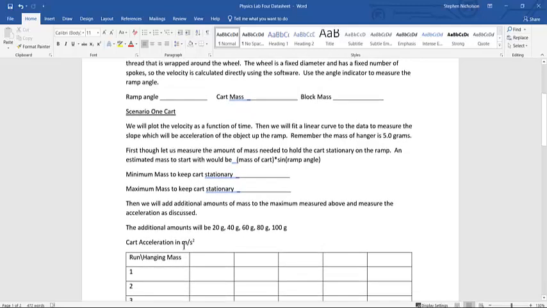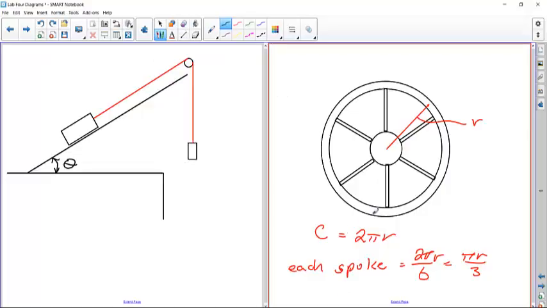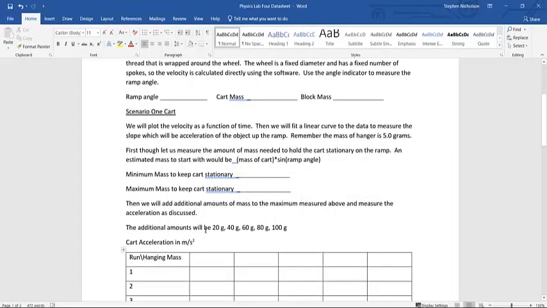Then what we'll do is we'll find out what the maximum mass we can stick on the hanger just before it starts to slide up. And then we're going to add increments of that amount. So we're going to add 20 grams more than this value here, 40 grams, 60 grams, 80 grams, and 100 grams.